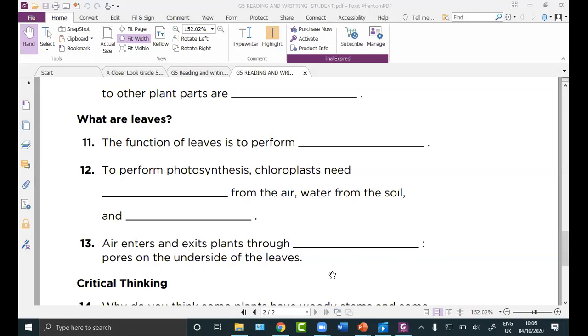Number 13. Air goes in and out through stomata formed on the underside of the leaf. Stomata. Number 13, stomata. Now, check your answer.